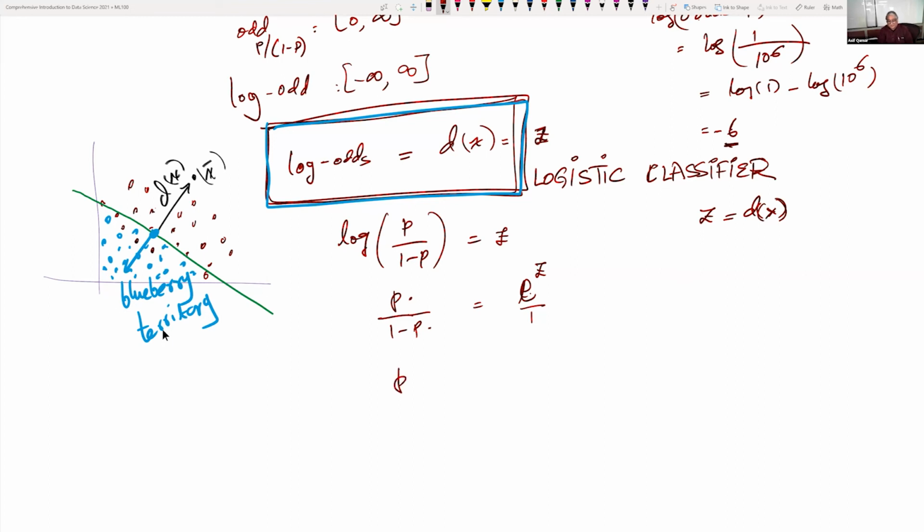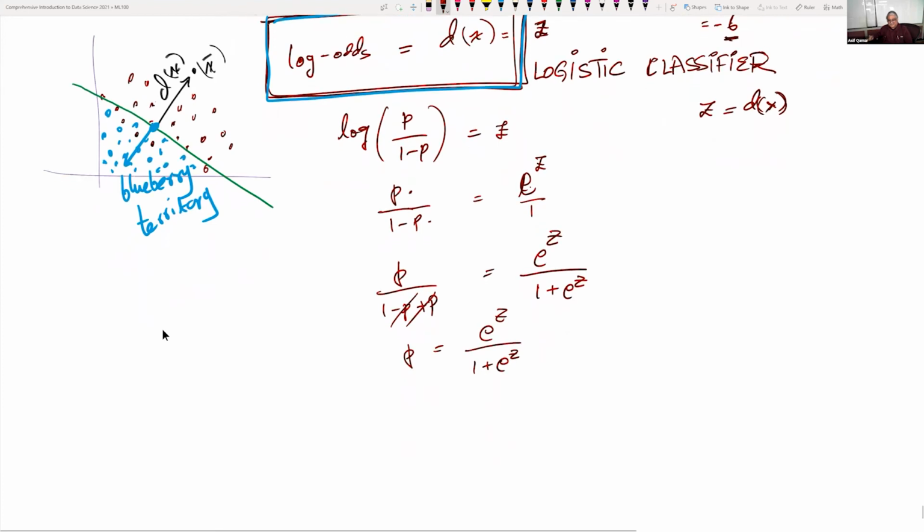So this will become P over 1 minus P plus P, right, is equal to e to the z over 1 plus e to the z. Do you see this? And so we came up with an expression of P is equal to e to the z over 1 plus e to the z. But it is more traditionally written as P is equal to probability, and obviously we are talking about x, probability of this x point being a grape.